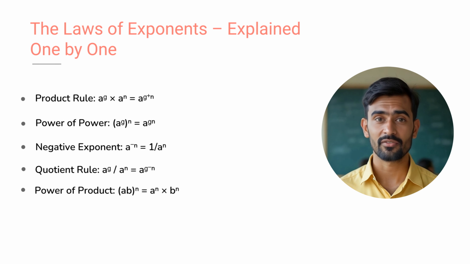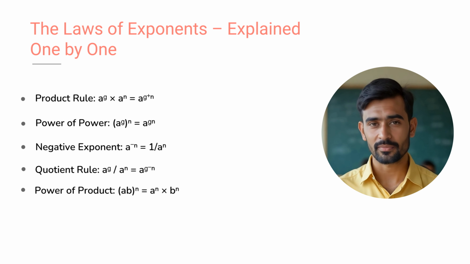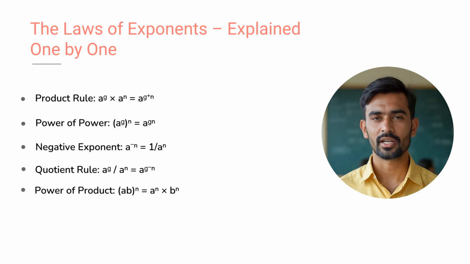Now let's unlock the 5 golden laws of exponents. They work for all positive real numbers and rational exponents. Law 1. Product rule: just add the powers when the base is the same. Law 2. Power of a power: you multiply the exponents when one power is raised to another. Law 3. Negative exponent: a negative exponent flips the number. Law 4. Quotient rule: just subtract the powers if the base is the same. Law 5. Power of a product: distribute the exponent to both numbers in the bracket. Easy, right? These rules make solving problems way faster.